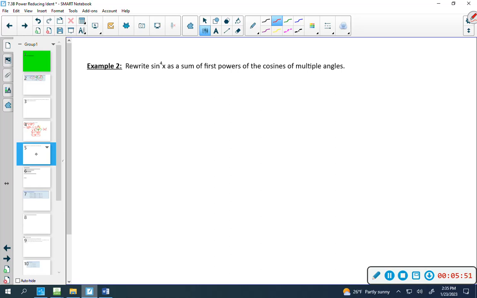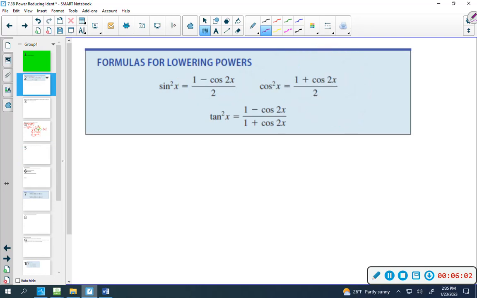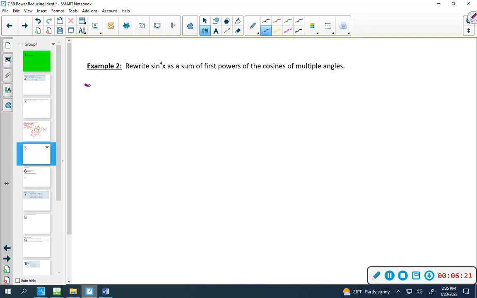Okay, rewrite sine to the 4th as the sum of the first power of cosine. Well, first thing, I'm going back to the formulas that you guys, of course, have. We have sine to the 4th in our problem. On your formulas, you have sine squared. So the first thing you have to figure out is how sine squared relates to sine to the 4th. I can make it sine squared squared. So I'm going to go back to this problem and make it sine squared squared. That's mission 1. Recognize that still gives you your 4th power.